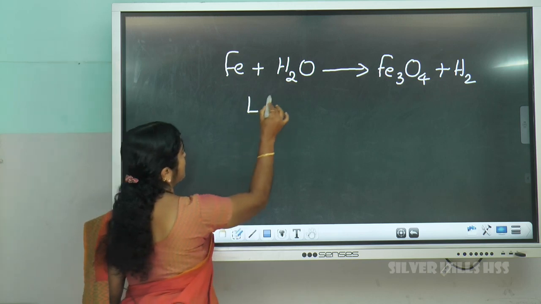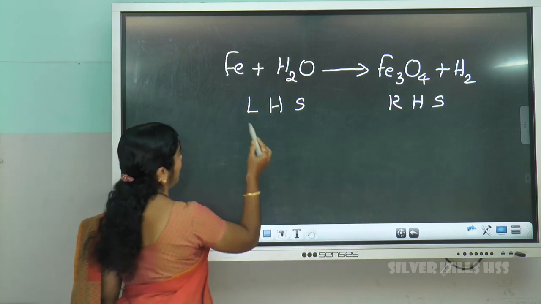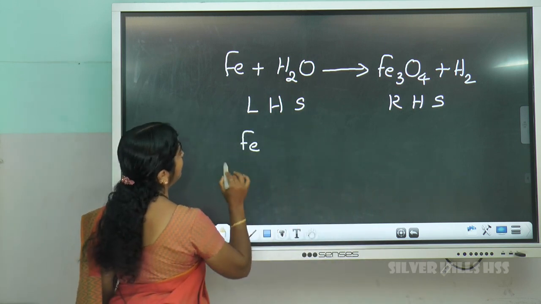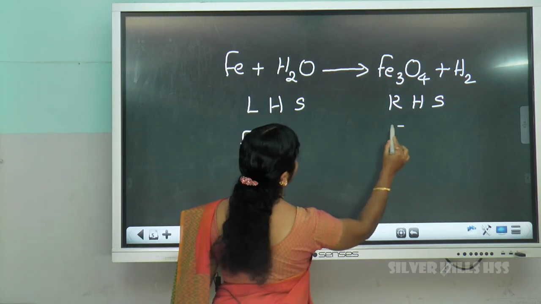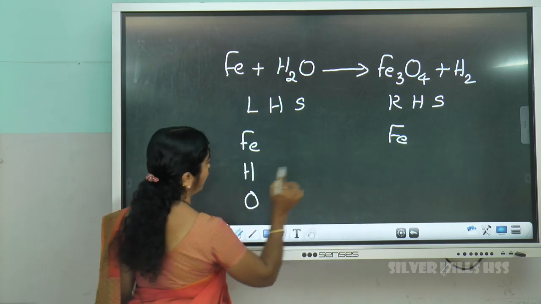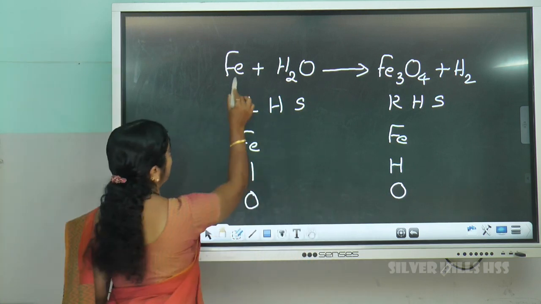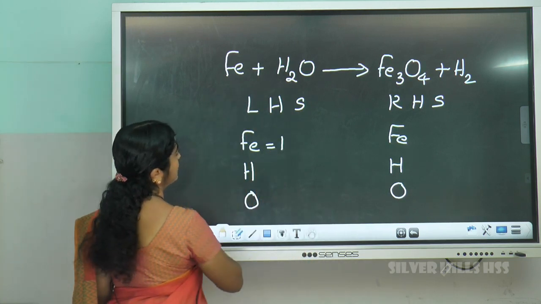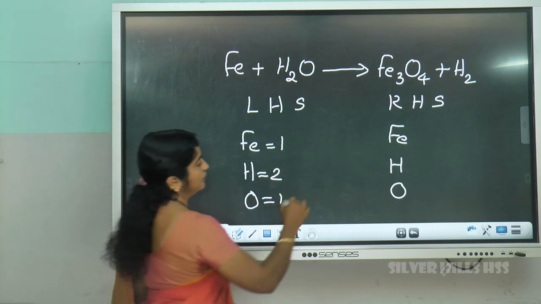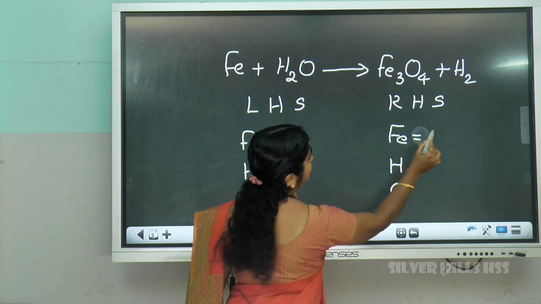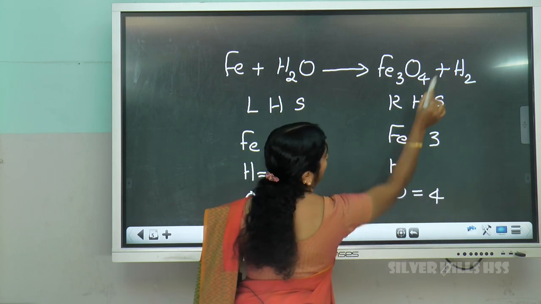Write it as LHS, RHS, and write the atoms present there: iron, hydrogen, oxygen, and on the RHS write iron, in the same order, then hydrogen, then oxygen. Write the number of atoms: iron on the left side is only 1, on the reactant side hydrogen 2 are there, and oxygen 1. Then on the RHS, iron 3, oxygen 4, and hydrogen 2.